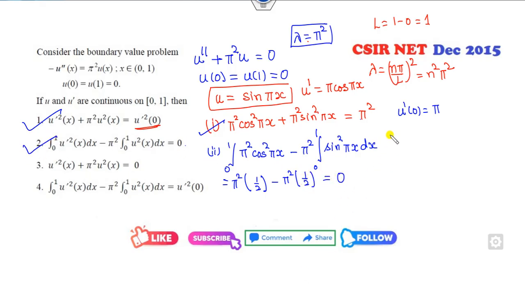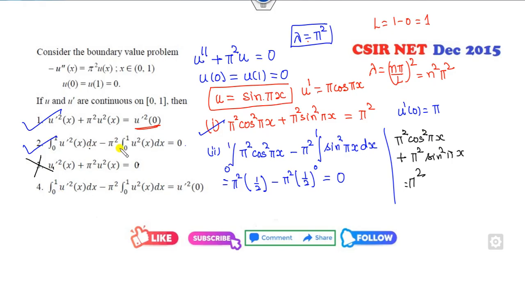Satisfied. Look at the third option, u dash square. What is u dash square? Pi square cos square plus pi square times u square, that is sine square. So what is the answer of this? Pi square, but he said 0. So that option is cancelled out.